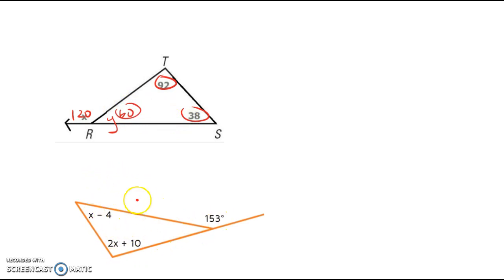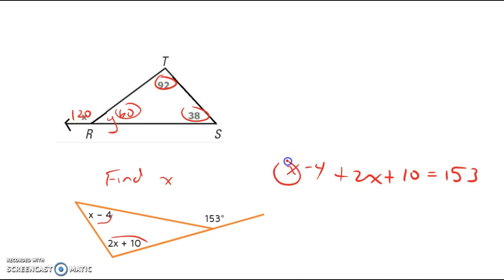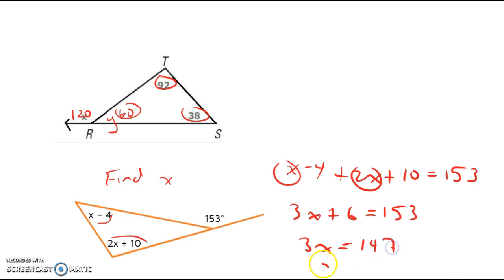So if we have to figure out what x is, if it says find x, then we can say x minus 4, the two remote interior angles. So x minus 4 plus 2x plus 10 equals 153. And now we have to solve for x, add like terms. 3x plus 6 is equal to 153. 3x is equal to 147, because we're subtracting 6 from both sides. 147, and that means x is equal to 49. So we found out what x is.